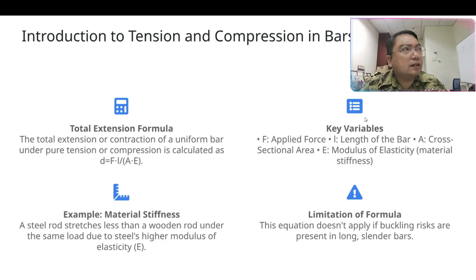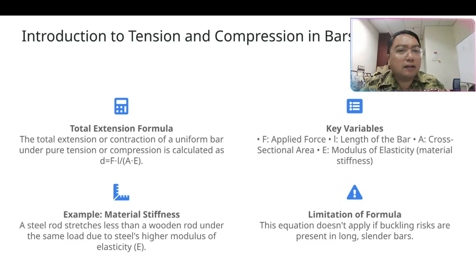Introduction to tension and compression in bars. Total extension formula. The extension or contraction of a uniform bar under pure tension or compression is calculated by this equation: deflection equals Fl over AE.